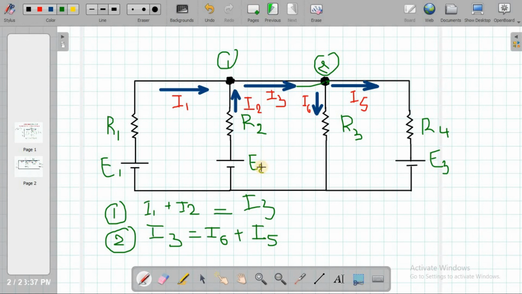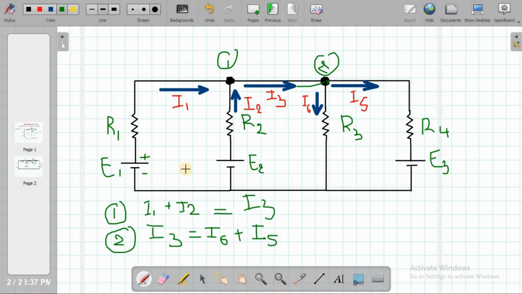Here also, instead of using node 1 and node 2, I can use the opposite side down here. It doesn't matter, it depends, because I choose to work from positive to negative, so that's why.